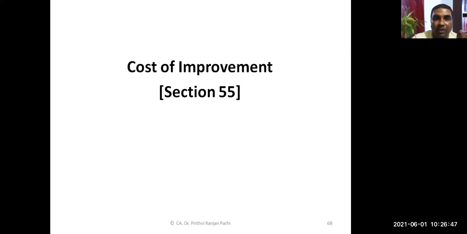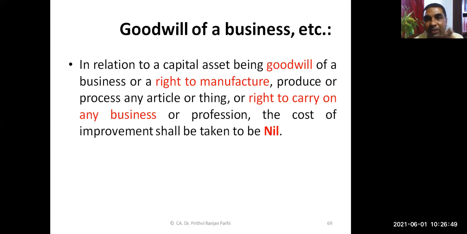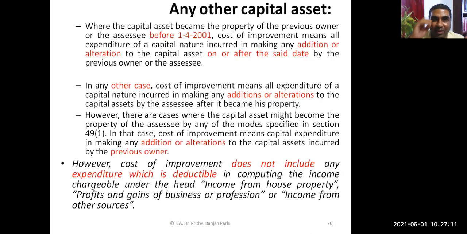Now, cost of improvement. To understand the cost of improvement, quickly two things we'll be learning. If the asset is goodwill, or a right to manufacture, or a right to produce, or a right to carry on the business, there will not be any cost of improvement. Cost of improvement will be nil in this kind of situation. Okay, goodwill cases.